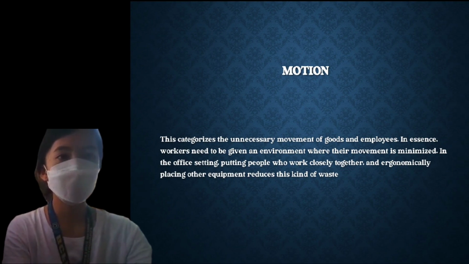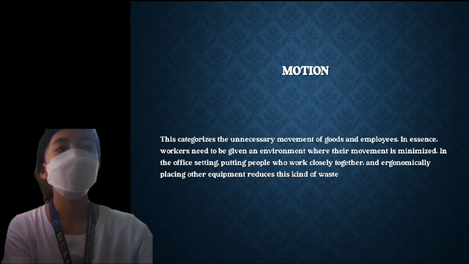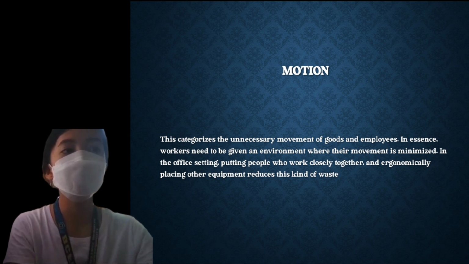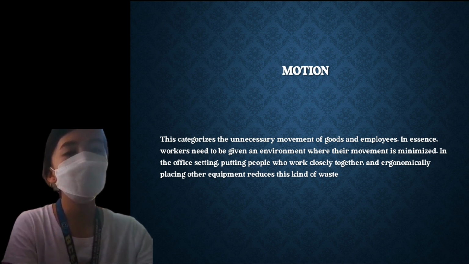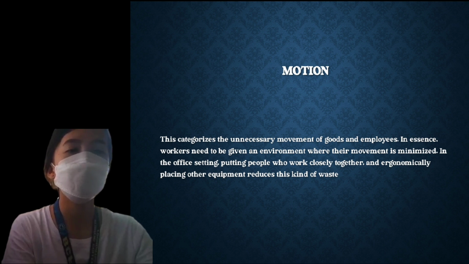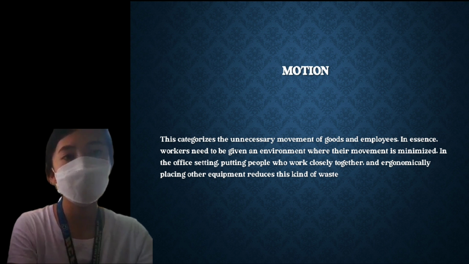Now, the third waste of Lean is motion. This categorizes the unnecessary movement of goods and employees. In essence, workers need to be given an environment where their movement is minimized. In the office setting, putting the people who work closely together and ergonomically placing other equipment reduces this kind of waste.